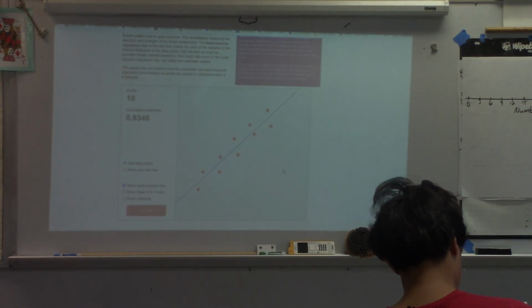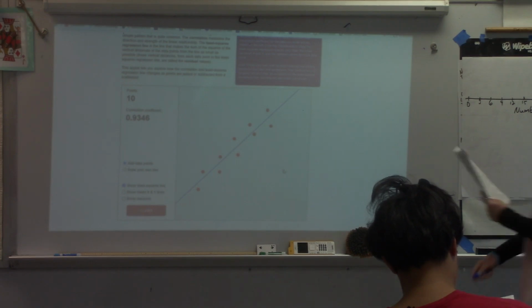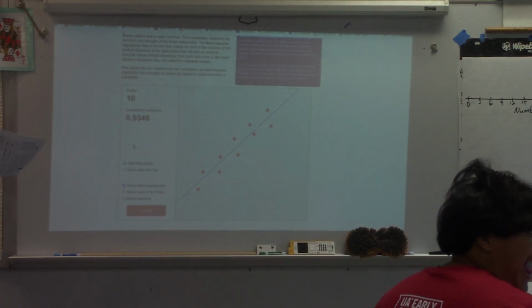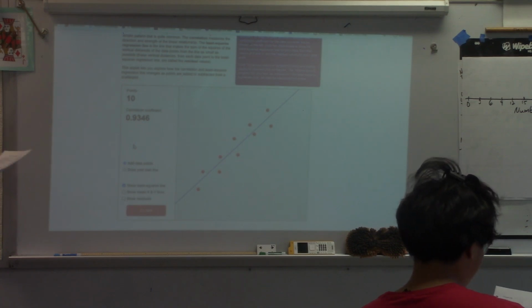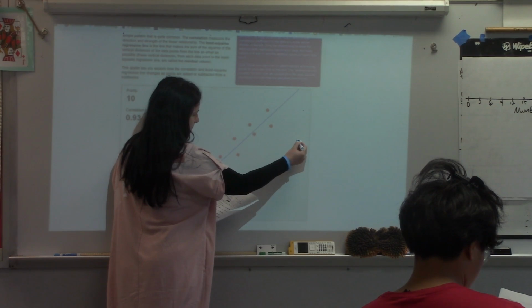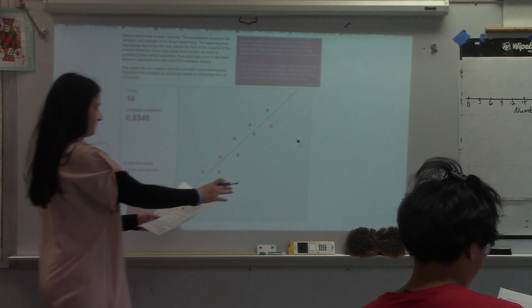Alright, this is the next page: how do outliers affect the LSRL? Oh, no, it's plotted on another page. Alright, so we are using this applet. We're just gonna do it together, not one at a time. So, predict if the slope, y-intercept, and correlation will increase, decrease, or stay about the same when we add different points and then take them off. So the first point we're gonna add is gonna be right here.